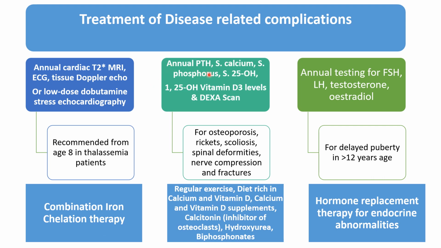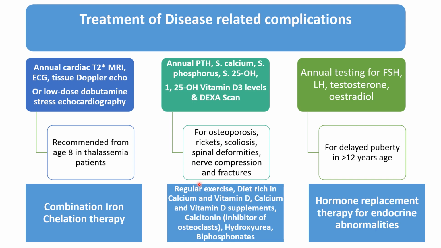Annual parathyroid hormone, calcium level, phosphorus level, 25-hydroxy and 1,25-hydroxy vitamin D3 level, and DEXA scan should be performed for osteoporosis, rickettsial changes, scoliosis, and spinal deformity, which are common in thalassemic patients. And if the patient has changes of nerve compression or fracture, then all these tests should be performed. Annually, we should screen for all these complications by these tests.